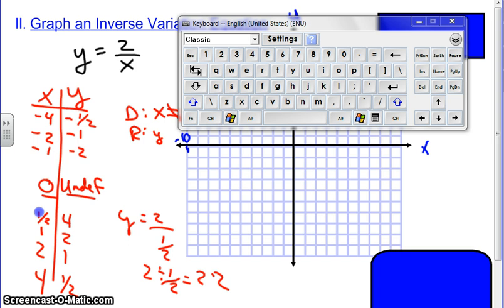Somebody give me something smaller than 1/2. 1/8, he says. Okay, let's try 1/8. When you divide by 1/8, you just flip the 8 up and you get 16. So the smaller the fraction, the bigger the output. Do you see that? What if I divided by 1/100, y equals 2 over 1/100? What would my output be? 200. See, it gets bigger.